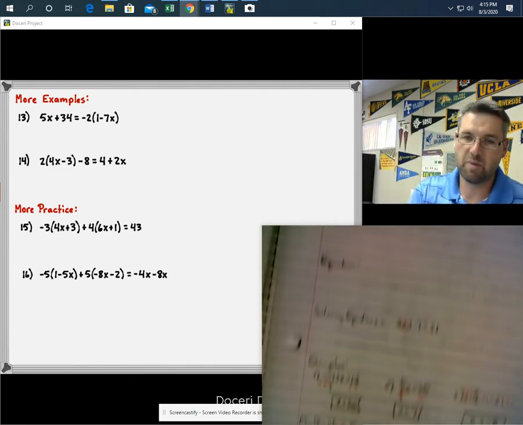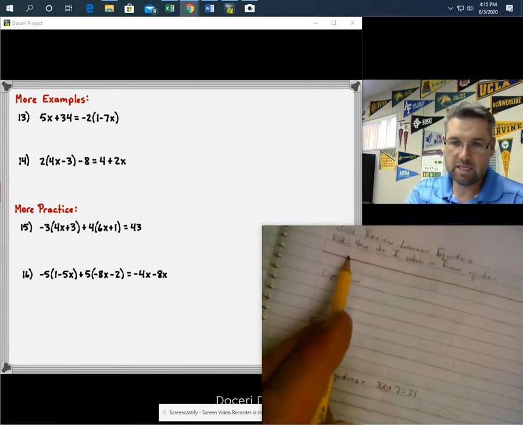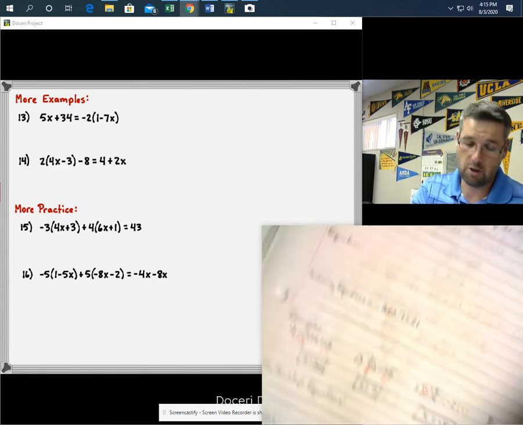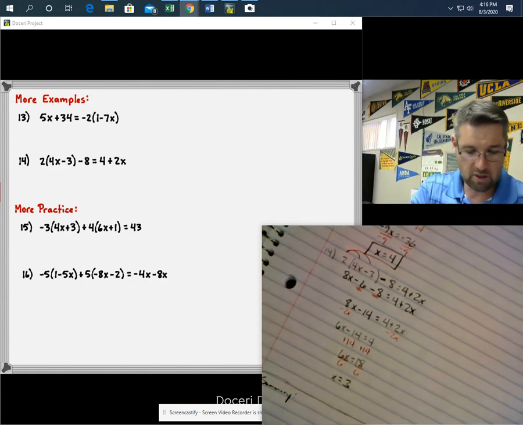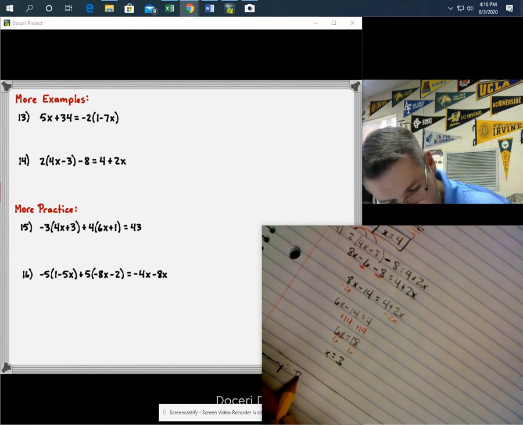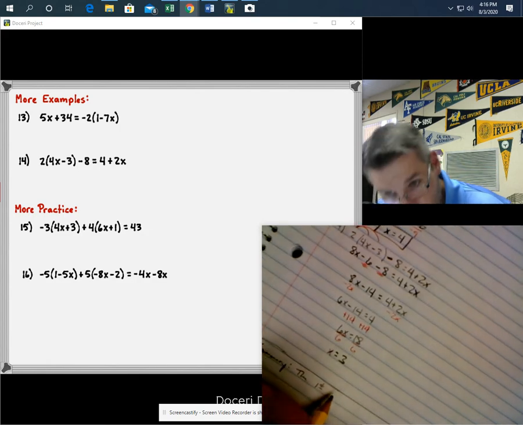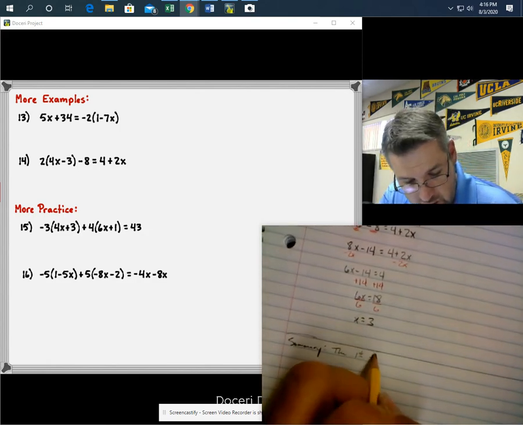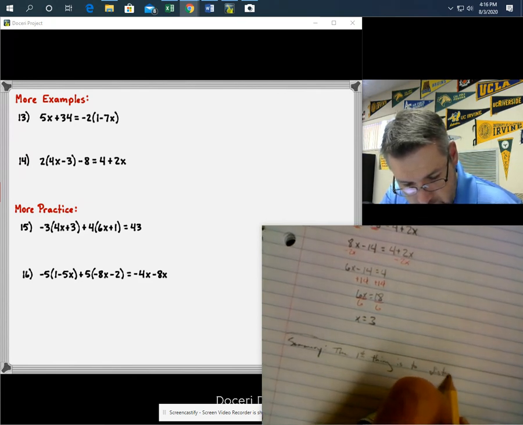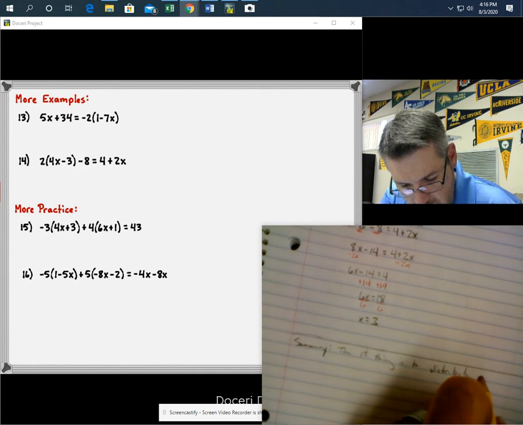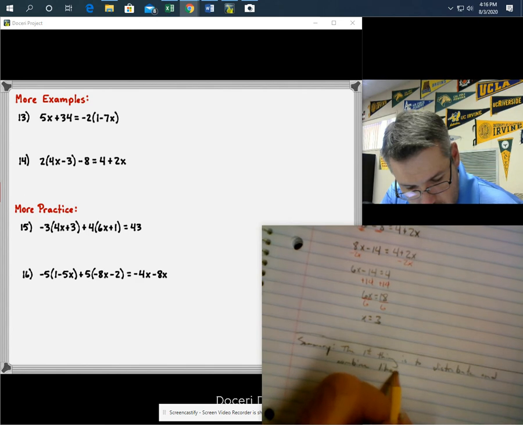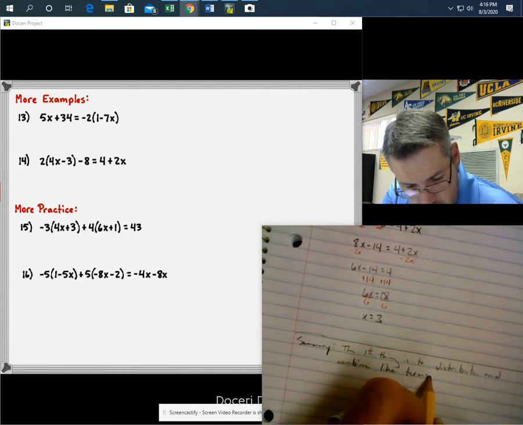So I'm going to go back to the previous page and look at my essential question. The essential question says, how do I solve linear equations? Well, how do we solve linear equations? What did we learn? Well, the first thing is to distribute and combine like terms. Okay, that's the first step.